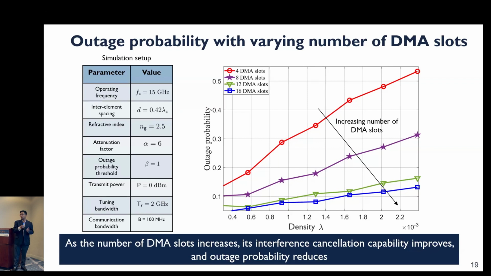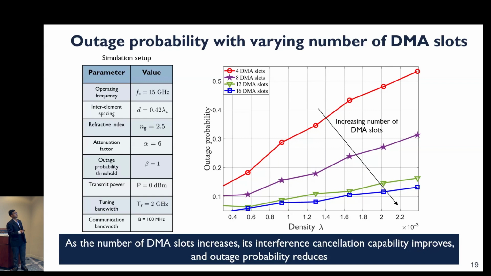So with just a single RF chain, and by changing the number of slots in the DMA, we are able to emulate the performance of a fully digital receiver, which has the same trend: as the number of antennas increases, the outage probability will reduce. So interestingly, this DMA is also showing the same trend by just increasing the number of DMA slots. So as the number of DMA slots increases, the capability of the DMA to cancel the interference improves and the outage probability reduces.